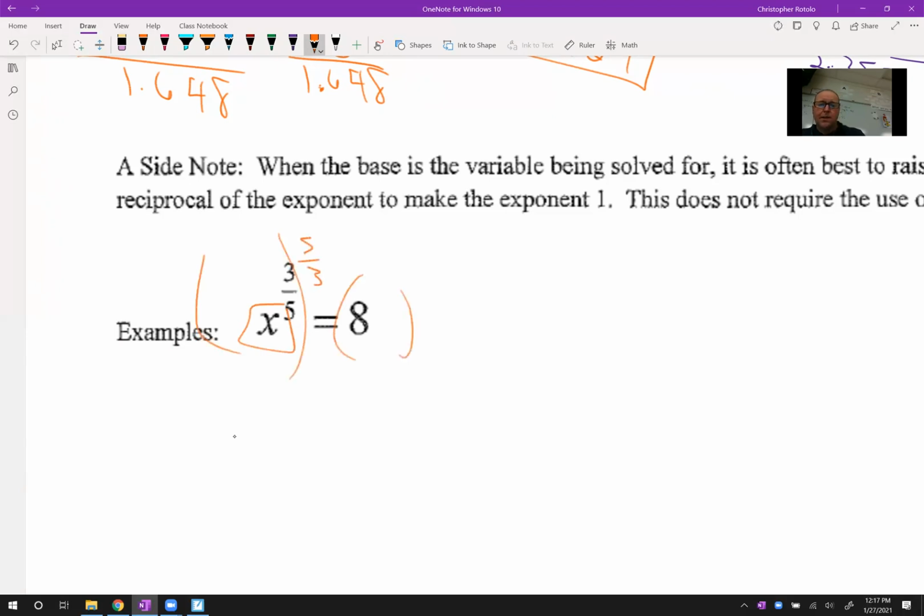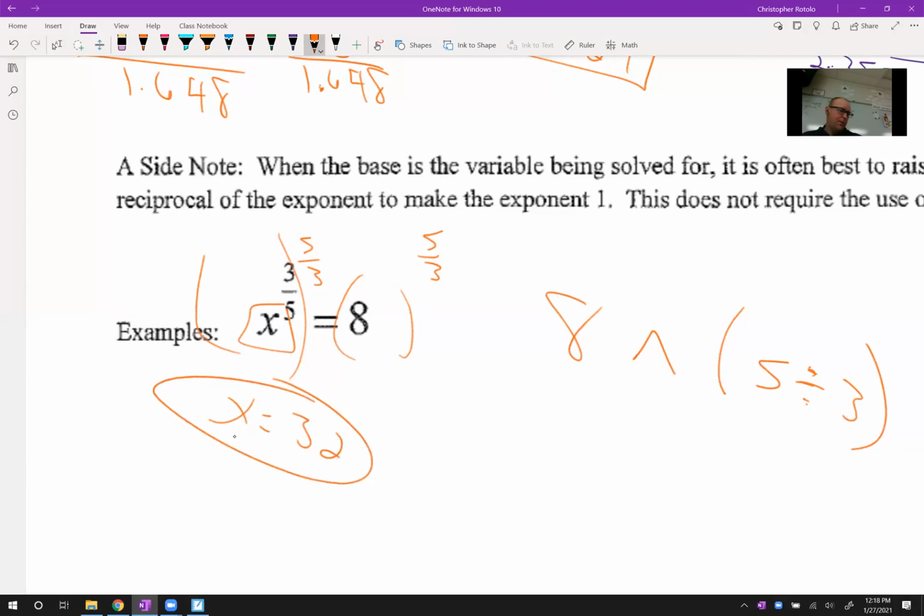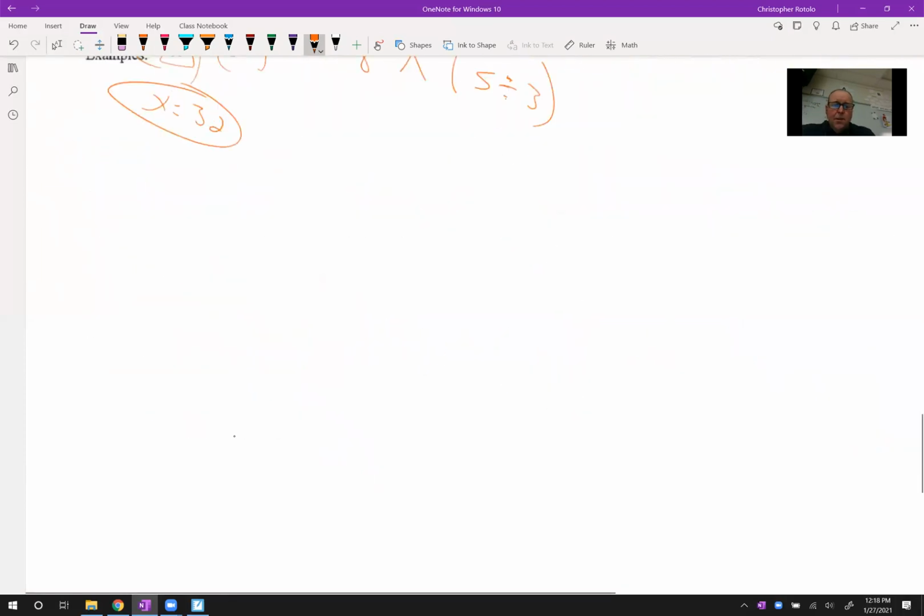So 5/3, 5/3. So on the calculator, type 8 caret parentheses 5 divided by 3 close parentheses, and then we'll get our answer here, which should be like 32, right? Because we're doing the cube root of 8 gets you to 2, to the 5th. So here we go. Let me just double check. All right, x equals 32. I'd hate to get stuff wrong in front of you, but we all make mistakes, so that's all right. That's going to happen. All right, so that's what we can do.